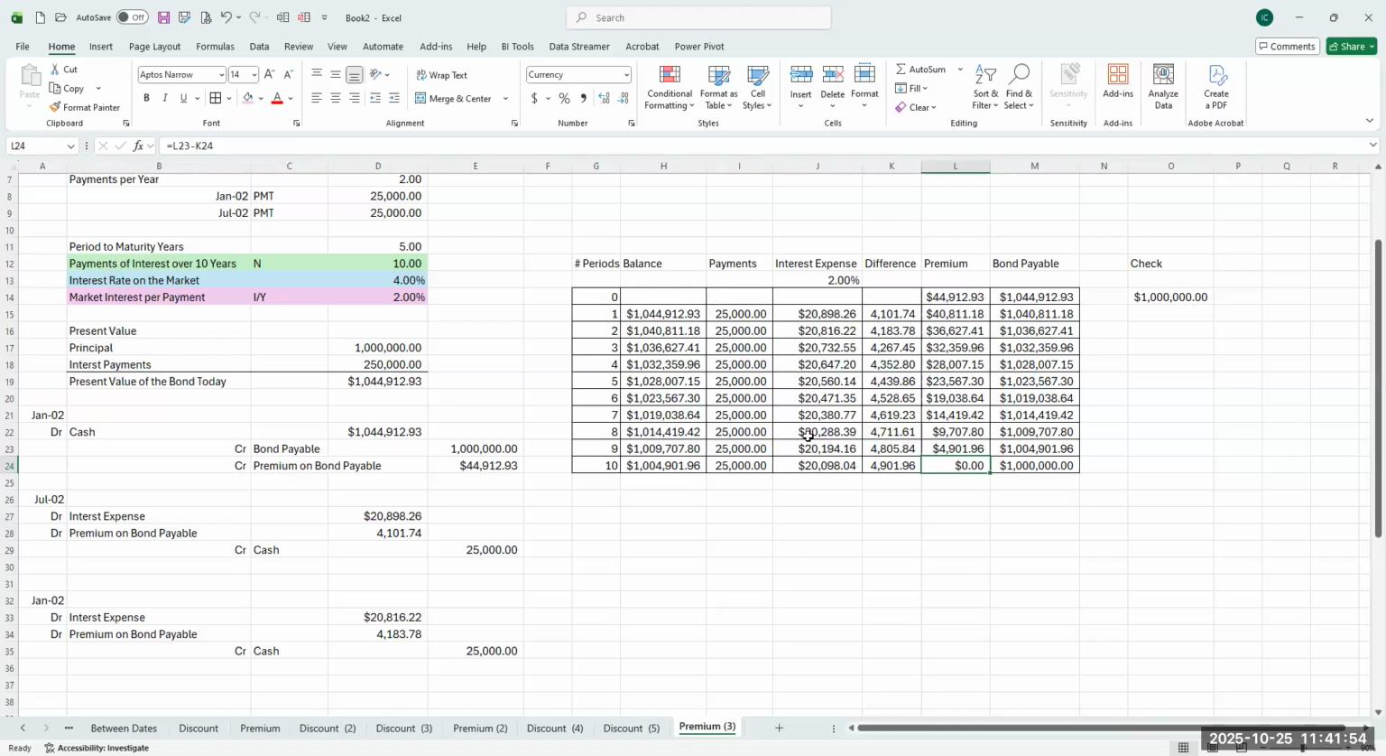And we calculate the interest expense and expense the interest expense. As you can see here, when you do the observation, since the balance of the bonds payable is going down, our interest expense is also going down, compared to the discount, when the interest expense was going up. Here, the interest expense is going down.